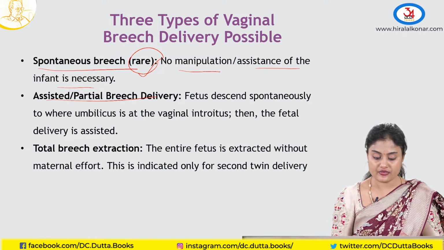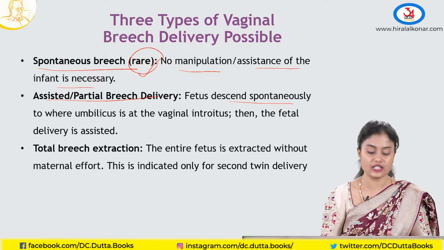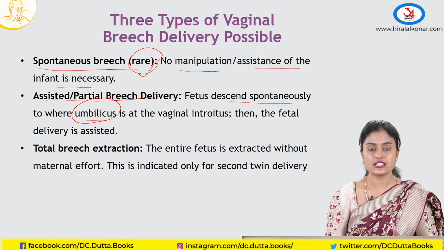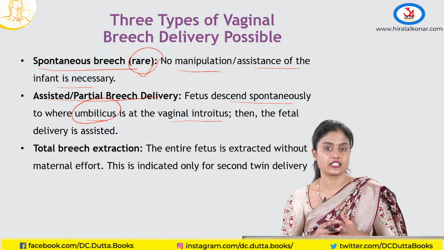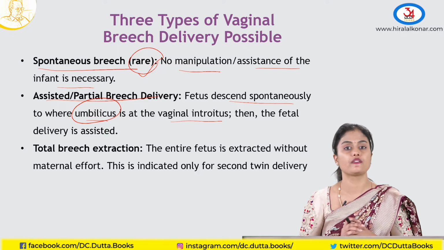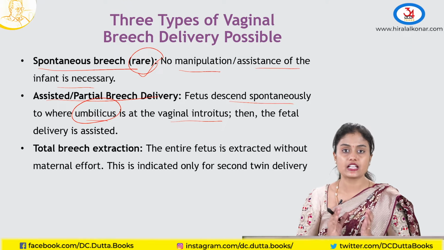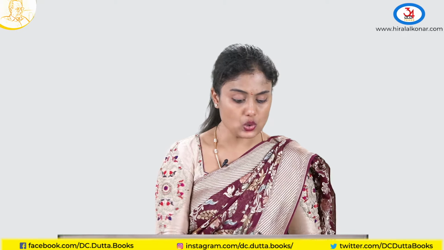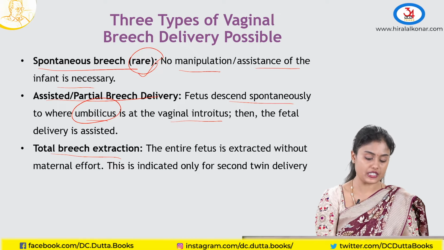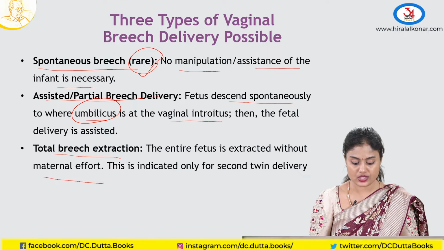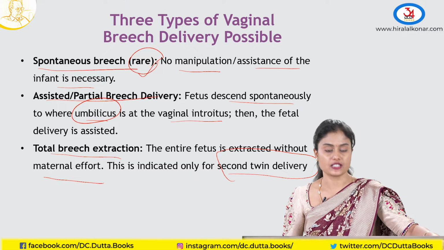Whereas in assisted breech, where we assist the fetus, spontaneously the fetus is delivered until the umbilicus is seen at the vaginal introitus. Then the fetus is delivered by assistance. In breech delivery, always remember, you should never push or pull, you should gently assist it. Total breech extraction, the entire fetus is extracted without maternal effort. This is indicated only for second twin delivery. This is also rarely practiced in modern obstetrics.